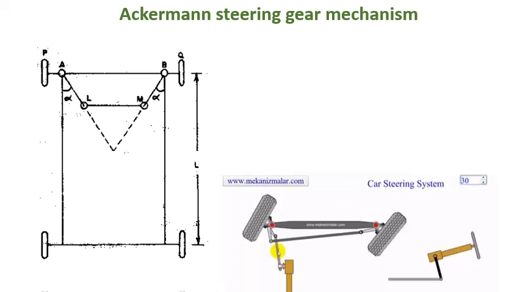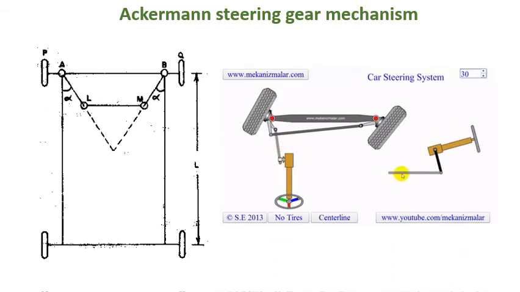So under this steering gear mechanism, we have two important types. One is Ackermann steering gear mechanism. Another important type is Davis steering gear mechanism. In your syllabus, they mentioned only Ackermann steering gear mechanism. So now let us see what is Ackermann steering gear mechanism.